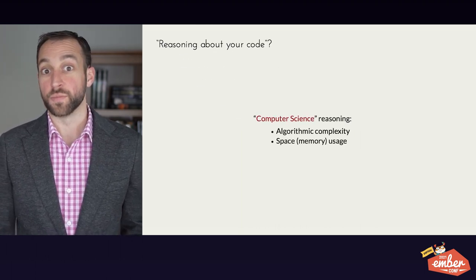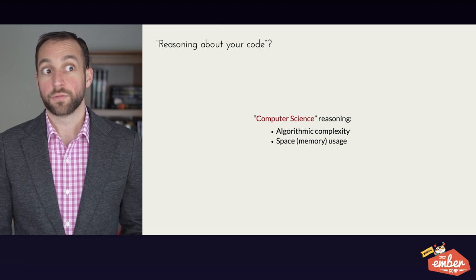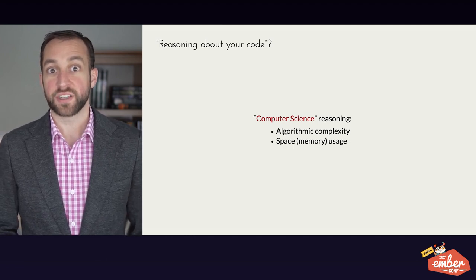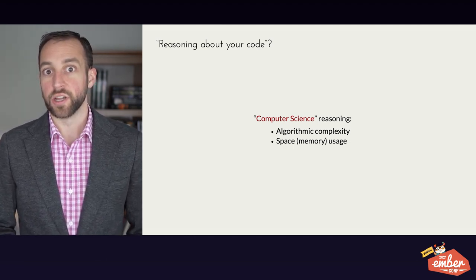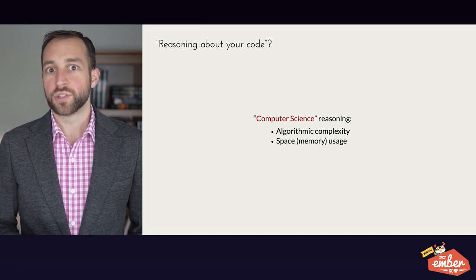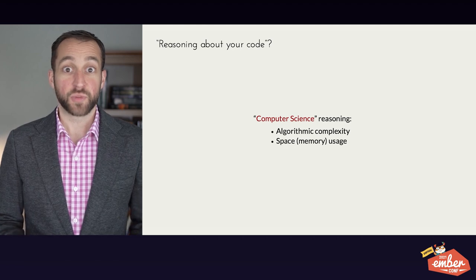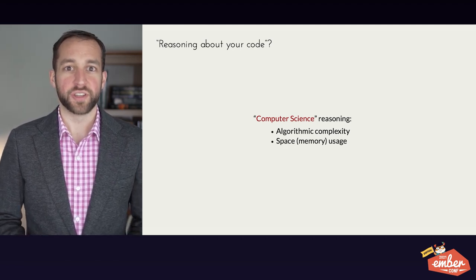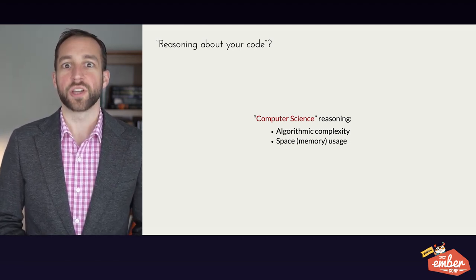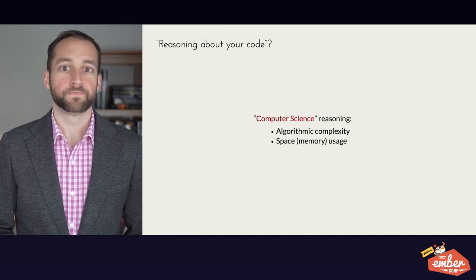Some of those are classical computer science kinds of reasoning. For example, what's the algorithmic complexity of this implementation? How will it scale up or down speed-wise as we have to traverse more data? And the same thing for space usage. How much memory will this data structure use as it grows as we put more and more data into it?